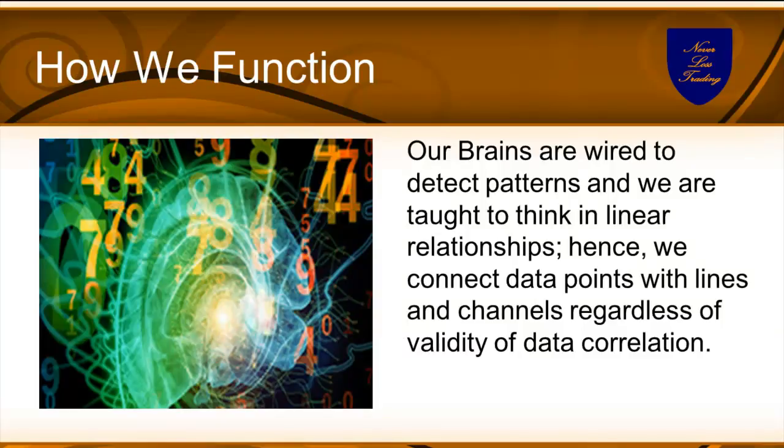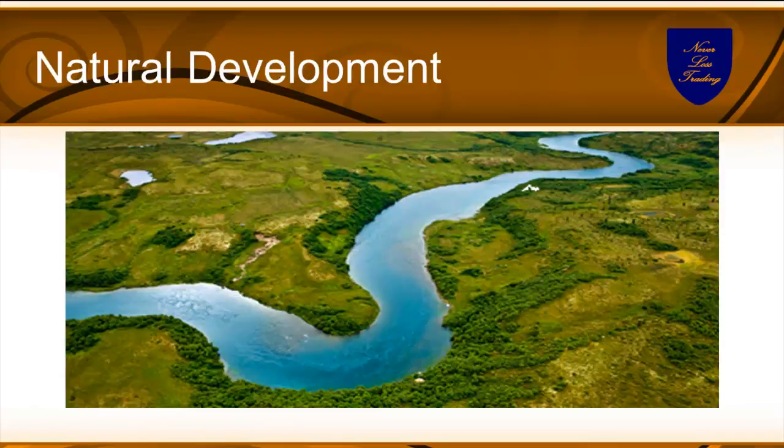Our brains are wired to detect patterns, and we are taught to think in linear relationships. Hence, we connect data points with lines and channels, regardless nowadays of the validity of the data correlation. However, how does real nature work? Here I took a riverbed. Real nature is not in any way or fashion giving a clear-cut linear relationship between point A and B, and thus a different instrument or a different type of math is needed to calculate the flow of the river and the happening. I will go more into detail with you.